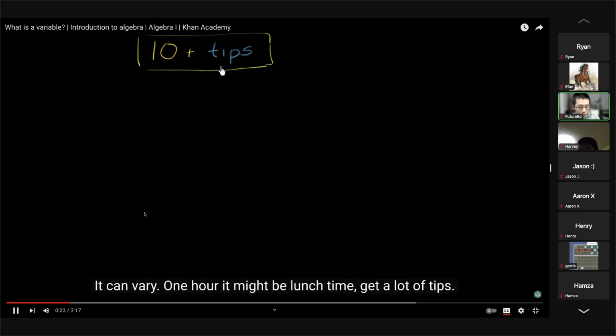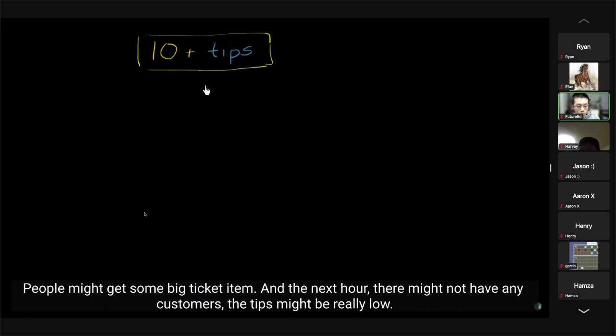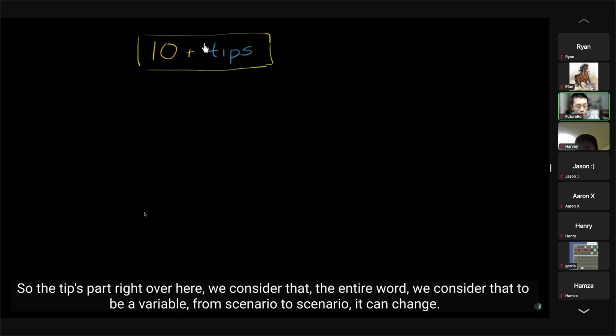It can vary. One hour, it might be lunchtime, and I get a lot of tips. People might get some big ticket items. The next hour, I might not have any customers, and then my tips might be really low. So the tips part right over here, the entire word, we consider that to be a variable. From scenario to scenario, it can change.